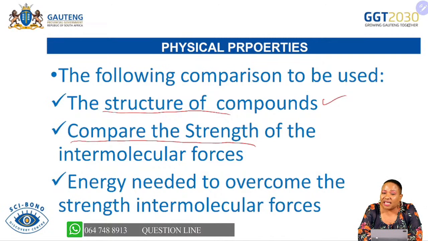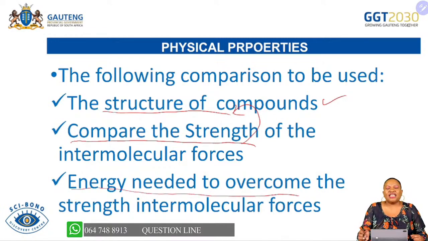As I already indicated, the longer the chain, the stronger the intermolecular forces. That is the comparison in terms of strength. So if you are given compounds and you are comparing them, you need to say something about the strength of the intermolecular forces, looking at the structure of those compounds. You also need to talk about the energy needed to overcome those intermolecular forces. If the boiling point is high or the melting point is high, you will need more energy to overcome the intermolecular forces, because those forces will be stronger. But if the intermolecular forces are weaker, you will need less energy to overcome them.